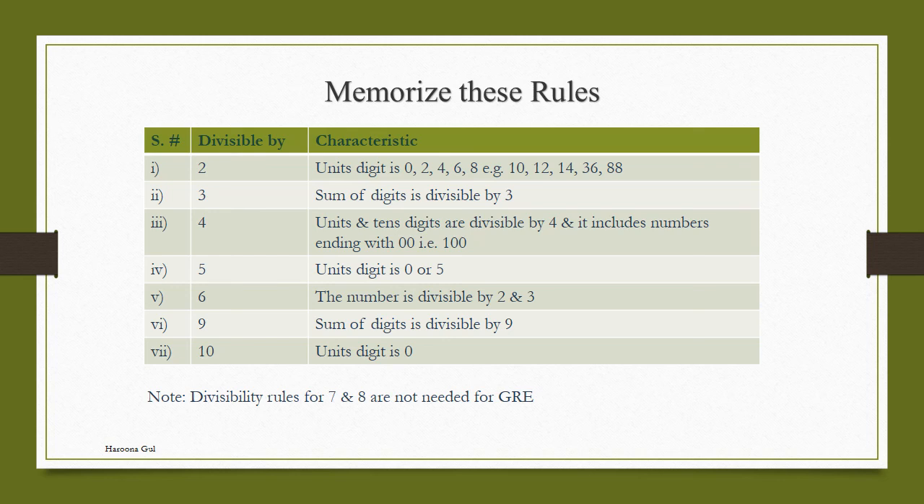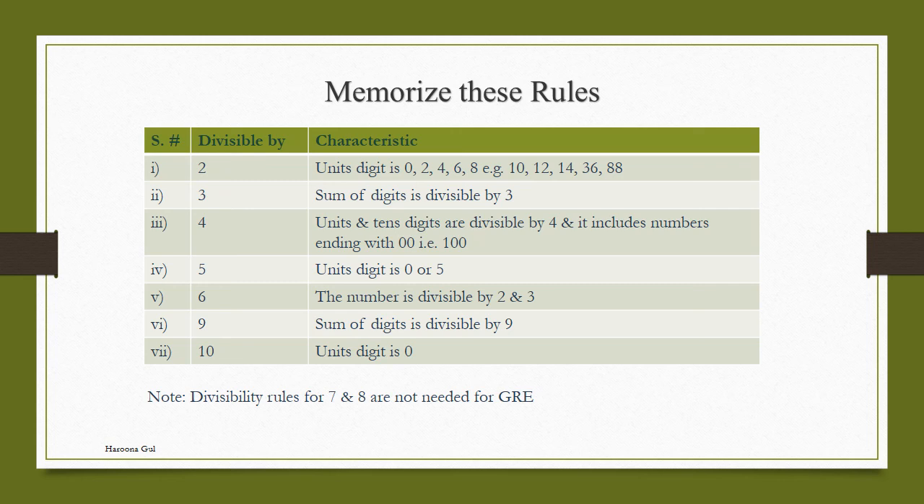This table is very important for you to memorize. It is a trick to know whether a number is divisible by 2, 3, 4, 5, 6, 9 or 10. Kindly note that the divisibility rules for 7 and 8 are not needed for GRE. Let us begin with the number 2.